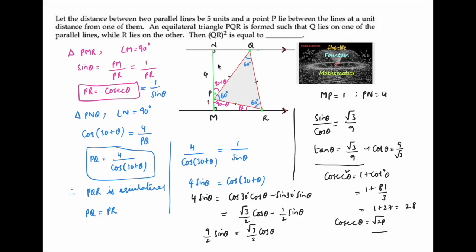Therefore cosecant is nothing but one of the sides. Therefore QR is also cosecant theta, that is root 28. QR square is equal to root 28 whole square, that is 28. So we can say the answer is the square of the side is 28.